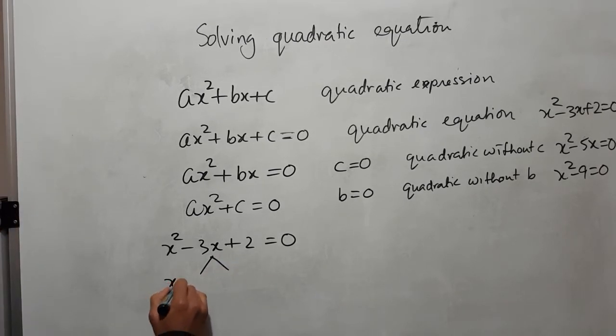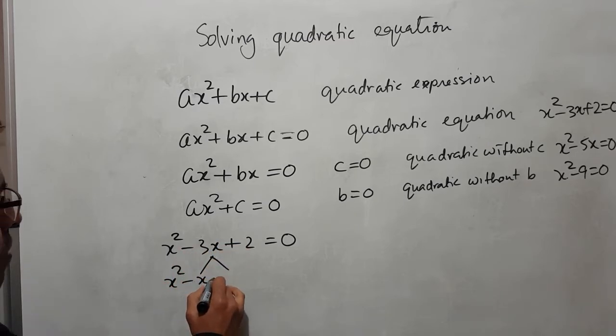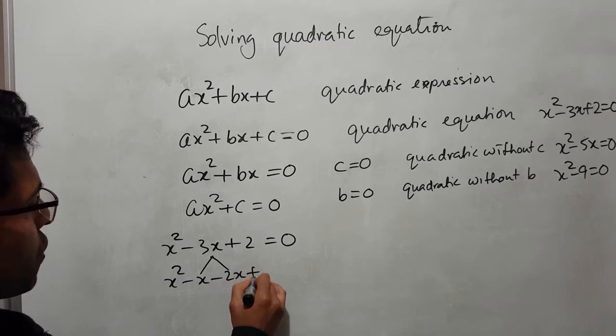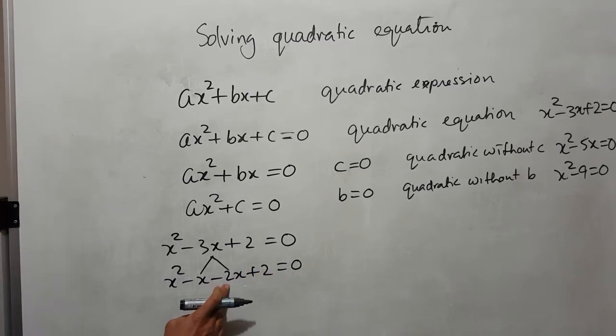We are doing the same thing again. We have to break up the x squared minus 3x plus 2. So it's x squared minus x minus 2x plus 2 equal to 0. You can see minus 2x and minus x make minus 3x, and the multiplication of them is plus 2x squared, which is the same as the multiplication of the two end parts.